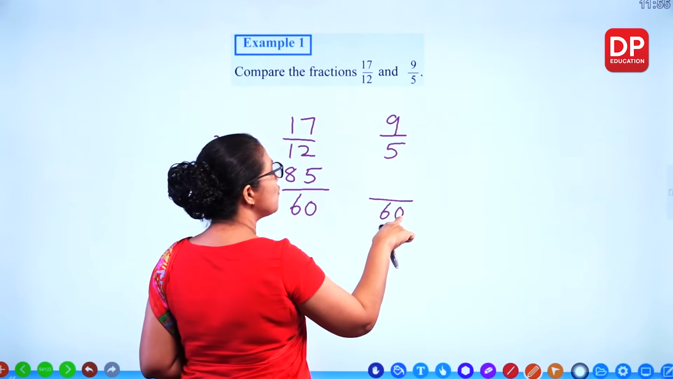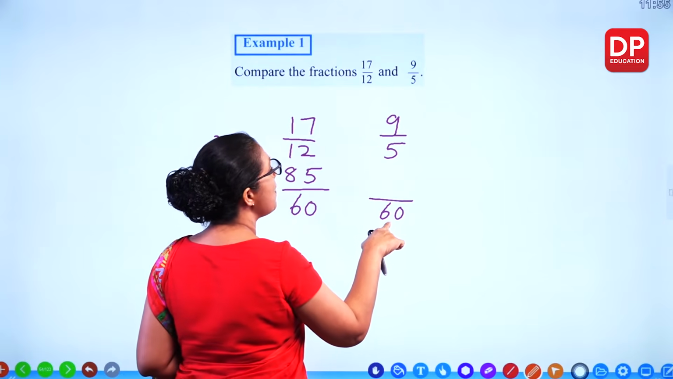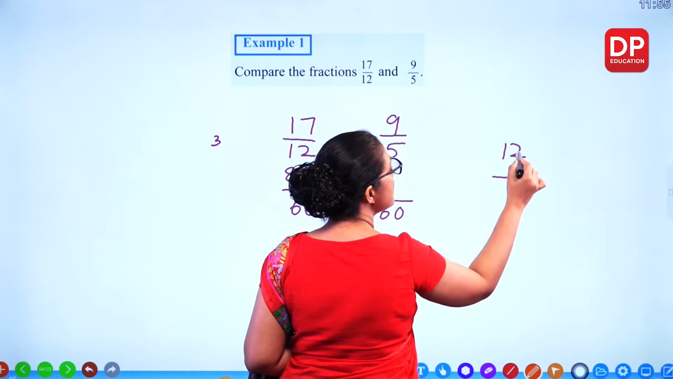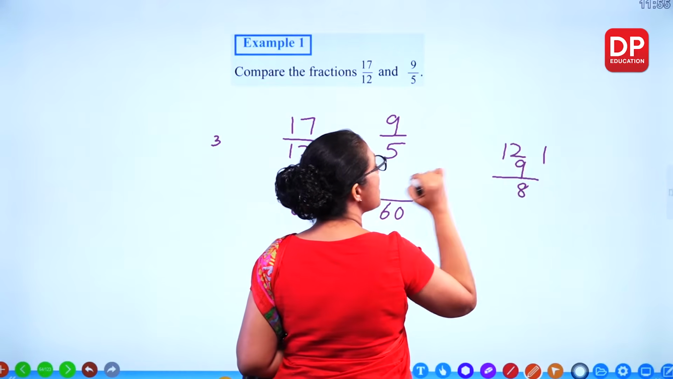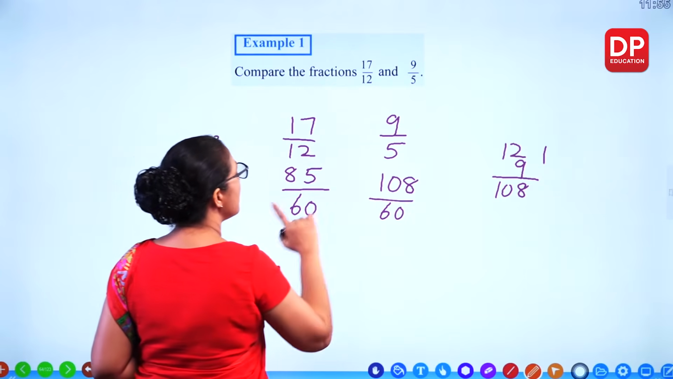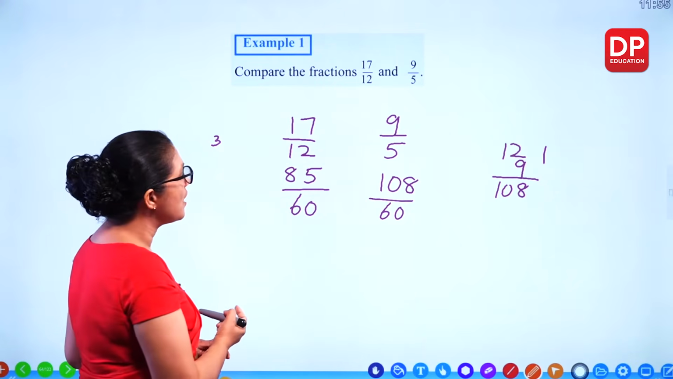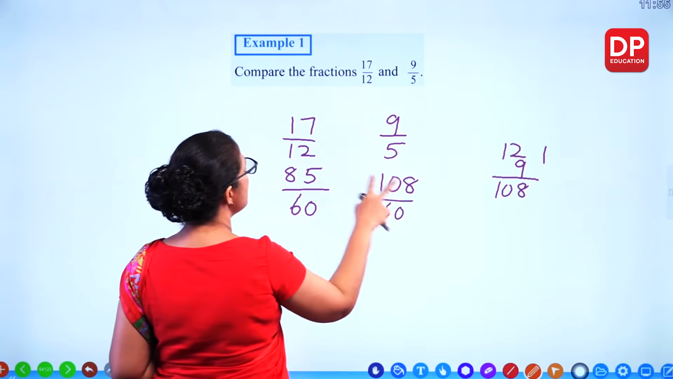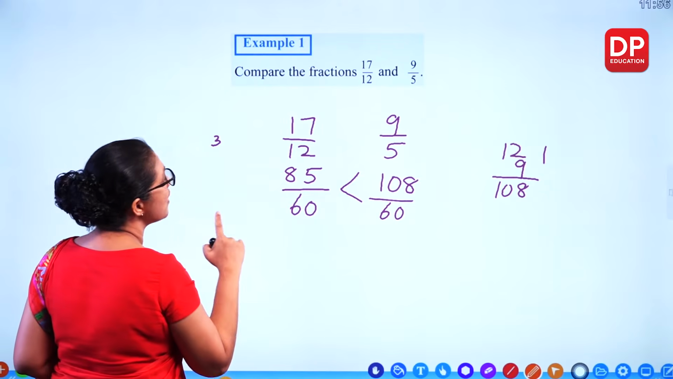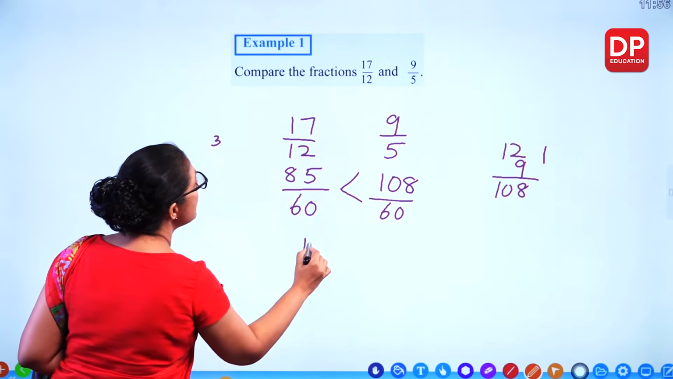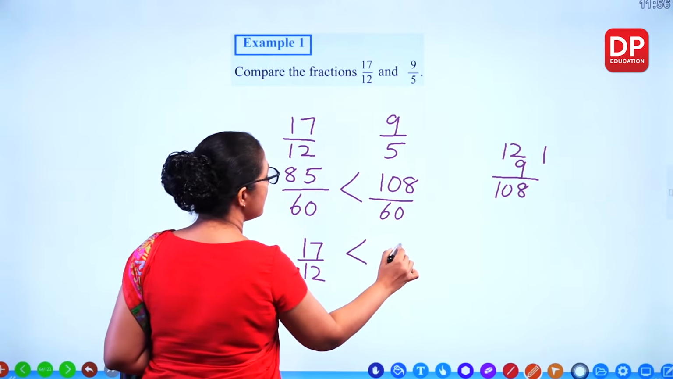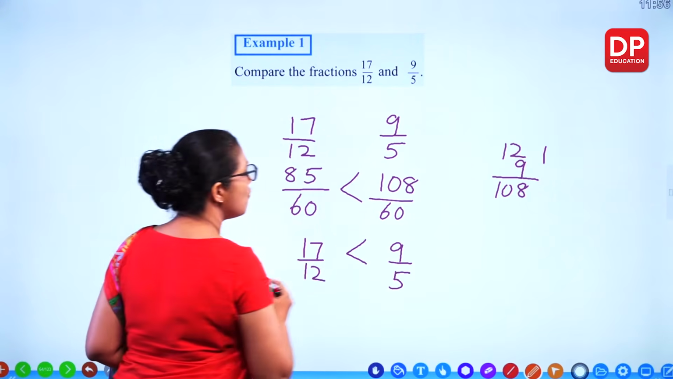This one, 5 to 60, multiply by 12. 12 times 9: 9 times 2, 18. 9 times 1, 9 plus 1, 10. So 108. Now we can compare. So which one is bigger? 108 is bigger than 85. So you can write 17 over 12 is less than 9 over 5.